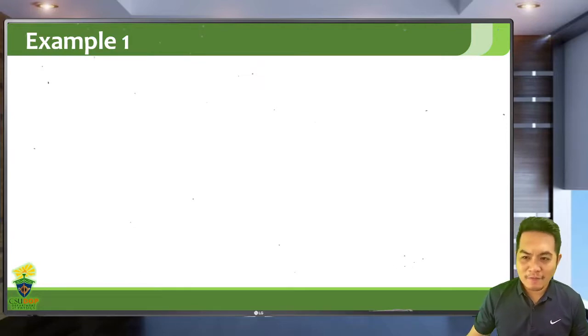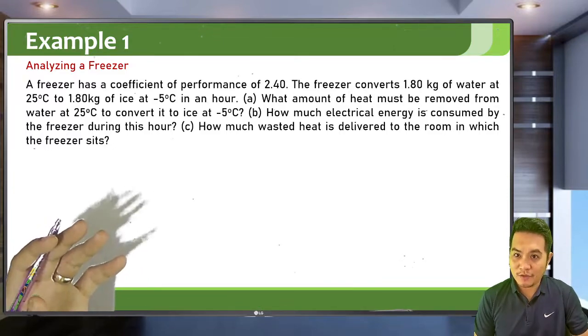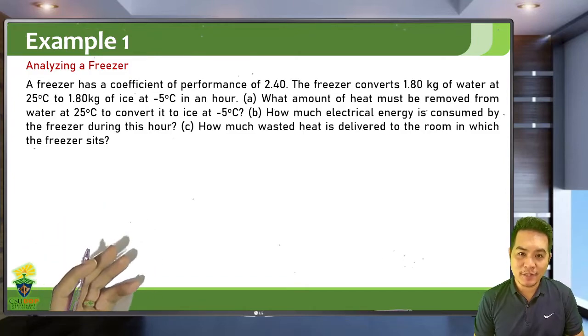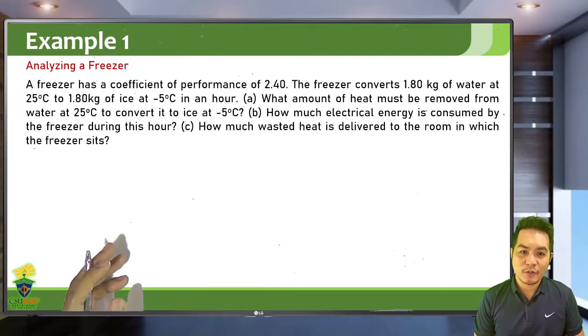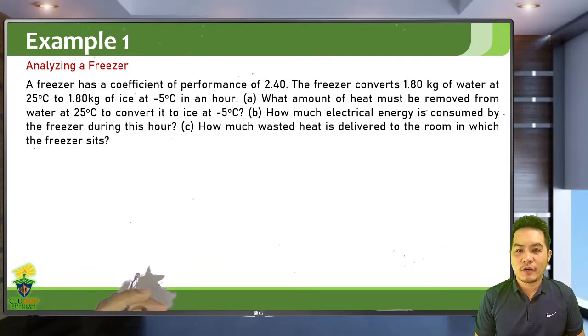Okay, let's now have an example of a refrigerator. So let's analyze a freezer. A freezer has a coefficient of performance of 2.40. It converts 1.80 kilograms of water at 25 degrees Celsius to 1.80 kilograms of ice at negative 5 degrees Celsius in an hour. So if you place 1.80 kilograms of water inside this freezer, it will convert this into ice at negative 5 degrees Celsius in just an hour. So the first question is, what amount of heat must be removed from water at 25 degrees Celsius to convert it to ice at negative 5 degrees Celsius?